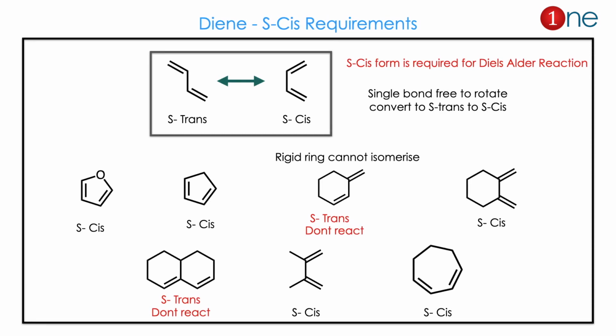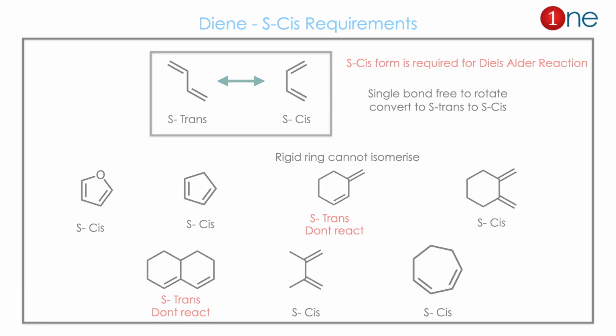Here the addition is S-cis addition. If the compound comes in S-trans, it will convert to S-cis. S-cis means single bond cis, single bond trans. Here I have given some examples with S-cis configuration. You can see conjugated dienes. In a ring system you cannot convert S-trans to S-cis, so it doesn't react. Same with fused ring systems. By looking at it you can understand dienes have many choices. So the fact here is that the Diels-Alder reaction happens with S-cis diene.